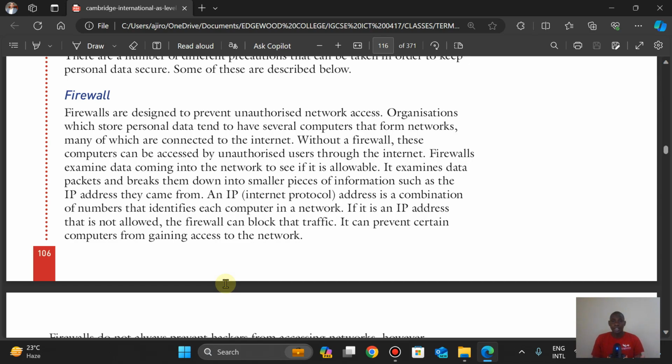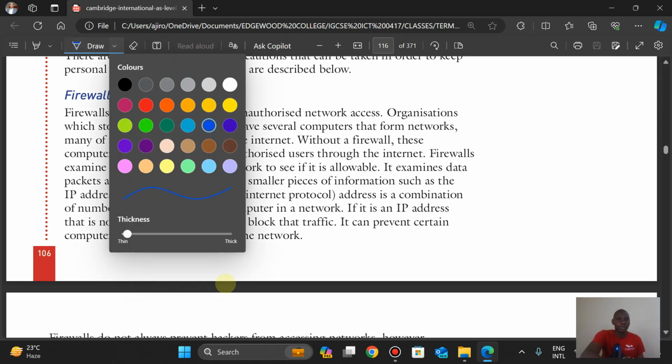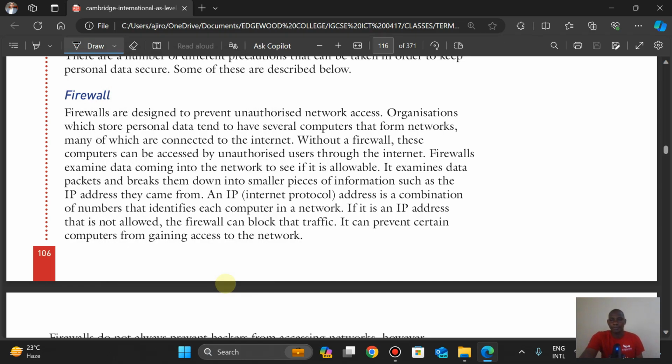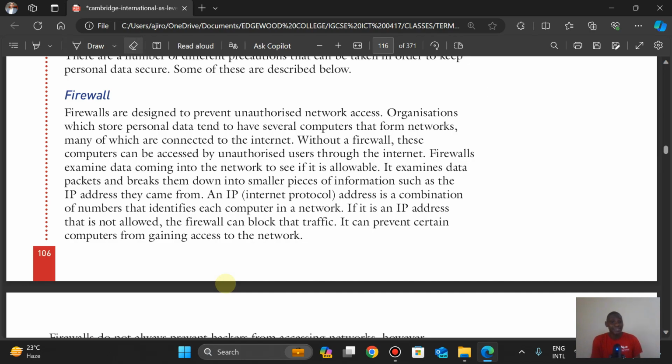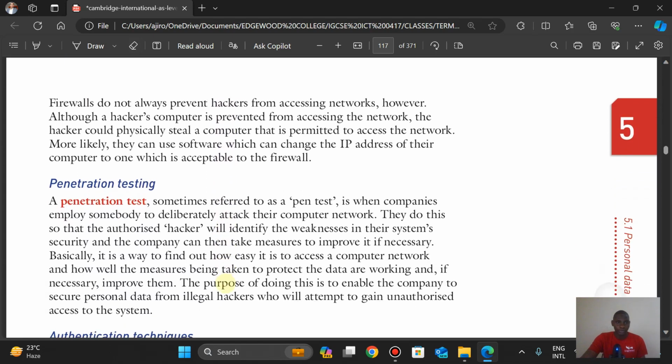For example, you have 120.48.68, etc. Okay, so please, let's take note of that. An IP address, talking about internet protocol, is a combination of numbers that can identify each computer in the network. So if it's an IP address that is not allowed, the firewall can block the traffic. It also prevents certain computers from gaining access to the network.